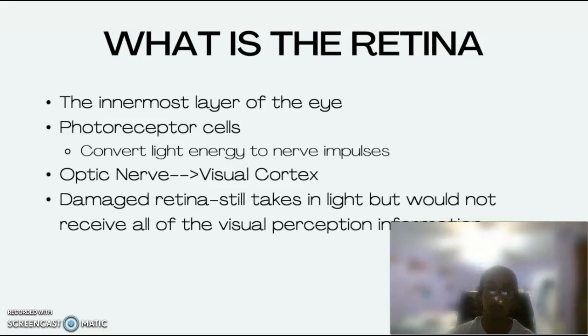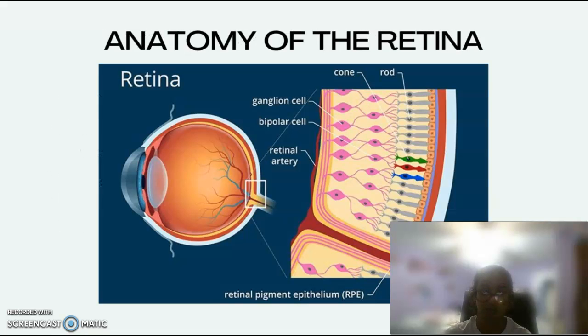When the light hits the retina, your retina converts it to a signal, and your brain then processes and understands it. As a result, without a retina or with a damaged retina, your eye might still function in the sense that it will still take in light, but your brain wouldn't receive all the information that it needs to create the images you're seeing in the world.